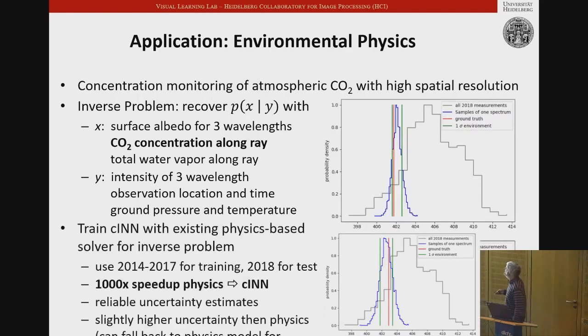And this is possible because the environmental physicists already have a physics-based simulation for the backwards pass, but this is expensive. So our network is 1,000 times faster and not quite as accurate, but pretty good already. So here are the error bars. The green ones are the error bars. The blue ones are our distribution, and the red one is the truth for some test set.